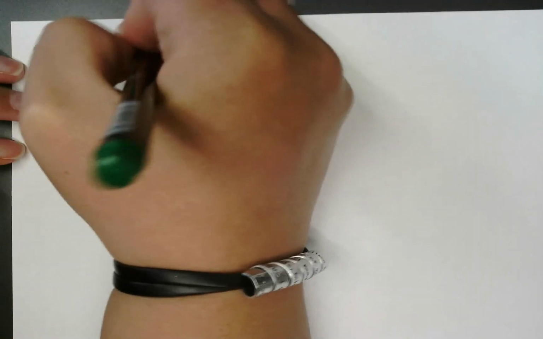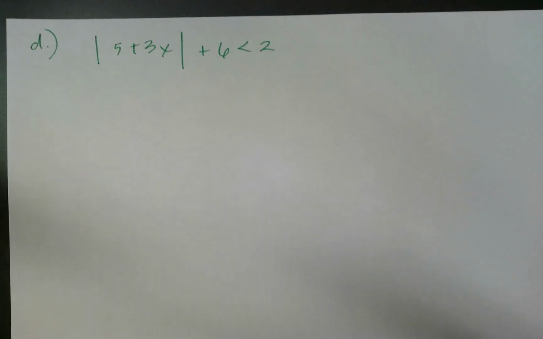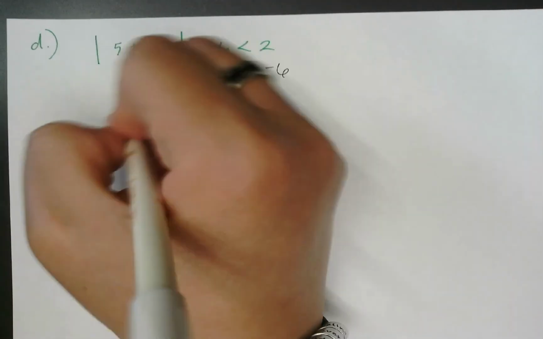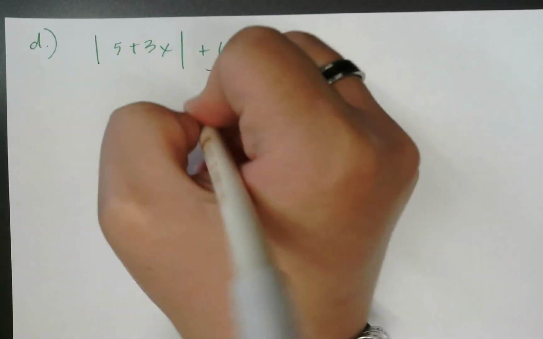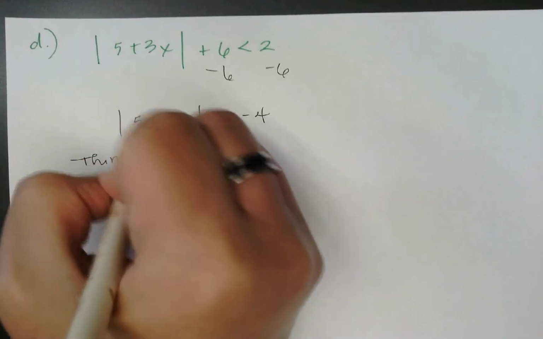A, B, C, D. Absolute value of 5 plus 3x plus 6 is less than 2. Again, isolate the absolute value, get it by itself. I'm going to minus 6 from both sides. Absolute value of 5 plus 3x is less than negative 4. So you got to think. Okay. When is the absolute value of this stuff less than negative 4?